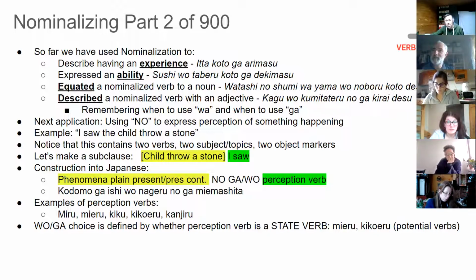Effie, that looks like a painful expression on your face. Are you okay? Okay.